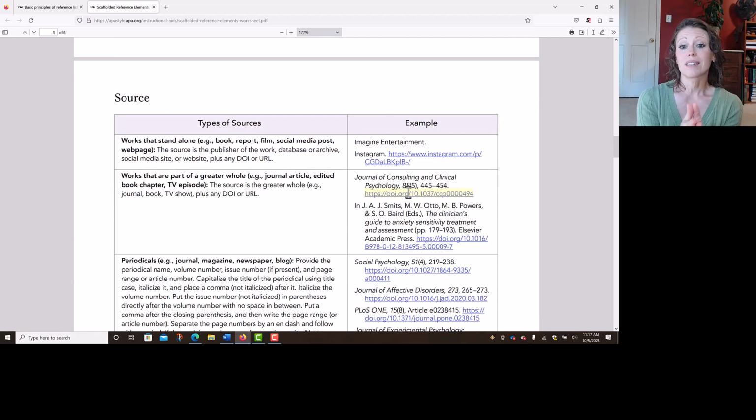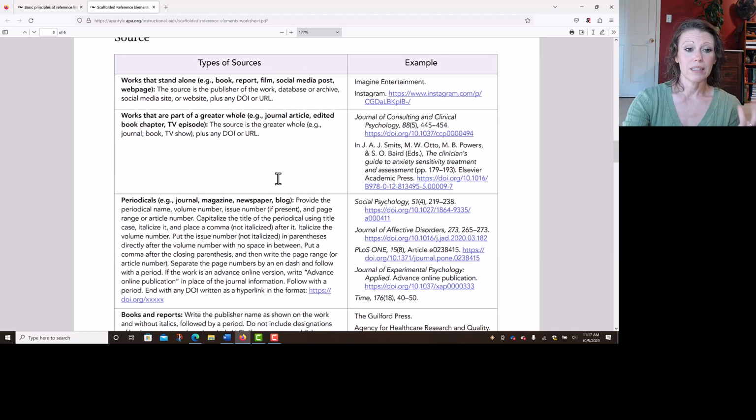So works that stand alone, basically you are looking at the publisher, database or archive that you found it in, if it is appropriate, like if it is a closed database, a social media site or a website. Ideally you want to use DOIs if at all possible, because that is a digital object identifier. It is a permanent link to that source. If you do not have that, however, you could use a URL. They give you a couple of examples of publishers, Instagram, and then a link as an example.